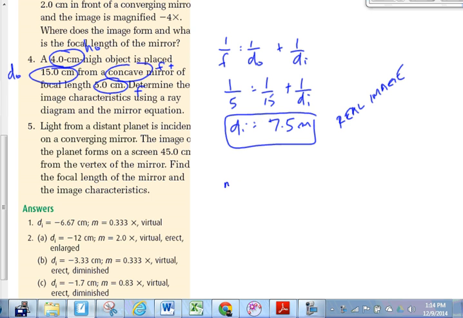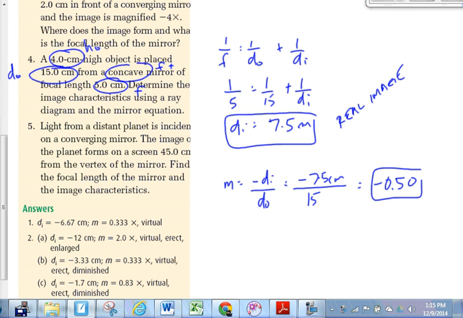Okay, let's say M is equal to negative DI over DO. Negative DI is negative 7.5 over DO, which was 15. That gives me negative 0.50. What does that tell us? A negative 0.5 tells me 2 things, actually. What's one of the things that it tells me? Ben, what's one thing that that negative 0.5 for magnification tells me? What does it tell me in terms of the characteristics?